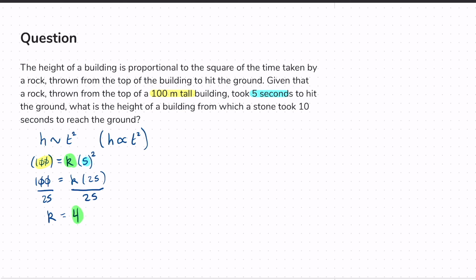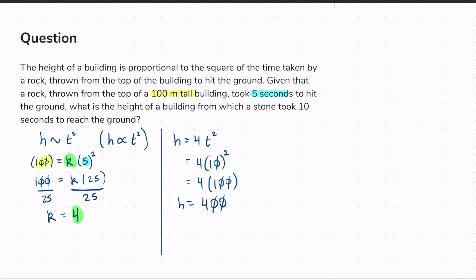Awesome. Now with this in mind, we can go back to our more general equation where the height is equal to K being 4 times the time squared. In this instance, we're trying to find the height of a building, and the stone took 10 seconds. All right, so this is 4 times 10 squared, 100, which is equal to 400. So the height is equal to 400 meters.